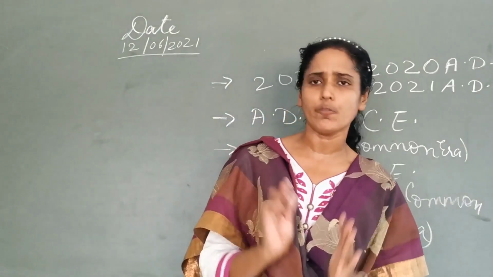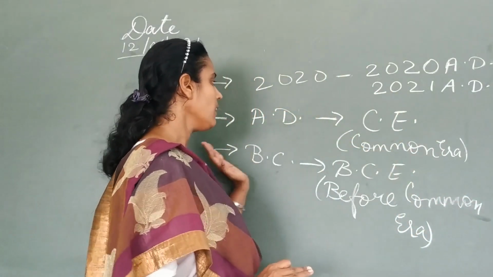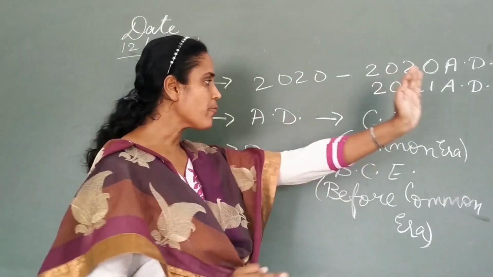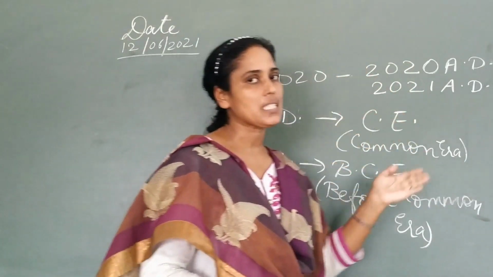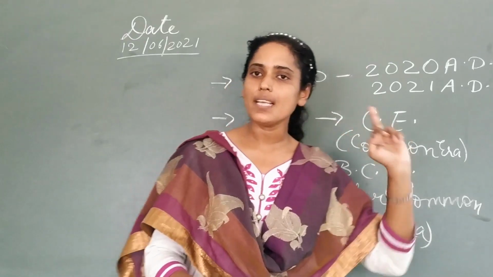Now students, don't be confused. In your 6th standard textbook, mostly BC or AD is used. Somewhere if you come across any book with CE or BCE, don't be confused. They are the same terms here. AD is now also known as CE and BC is also known as BCE.